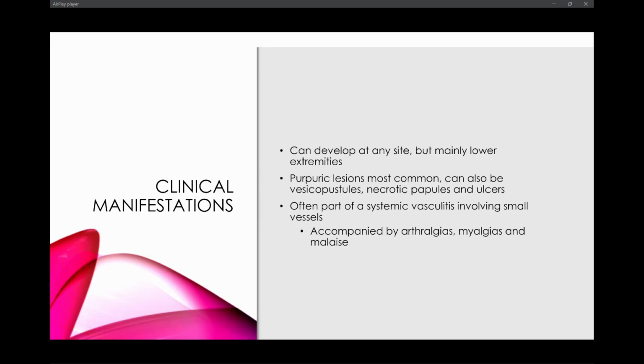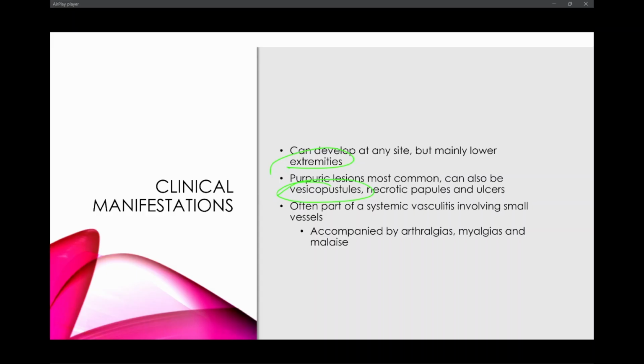Clinical manifestations can develop at any site, but mainly going to be lower extremities is where you're going to see this palpable purpura. Purpuric lesions are most common, but can also be vesiculopustules. Okay, so if it's a pustule, what does that mean? It's got some stuff inside it, pus, neutrophils, debris, all inside, so that they can develop as well.